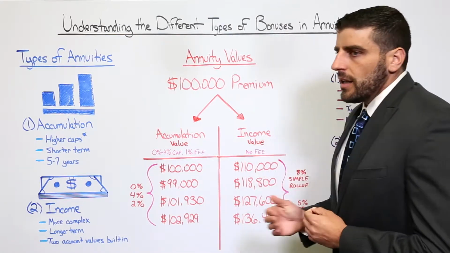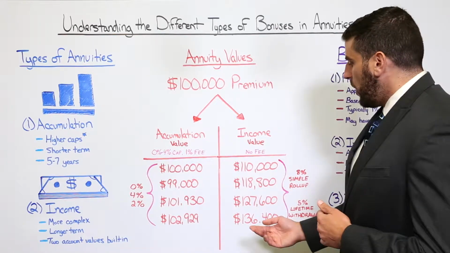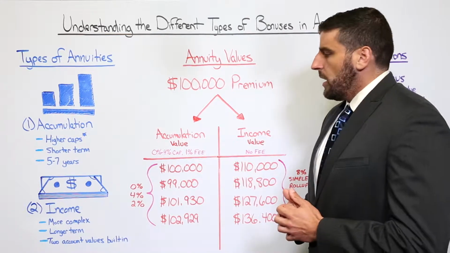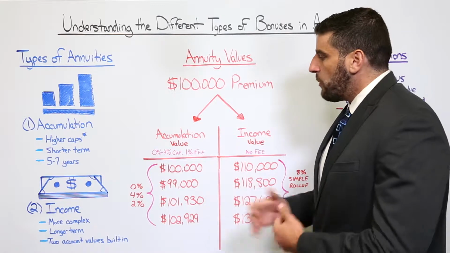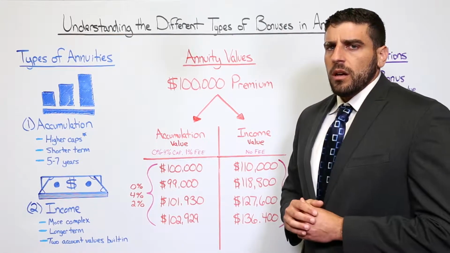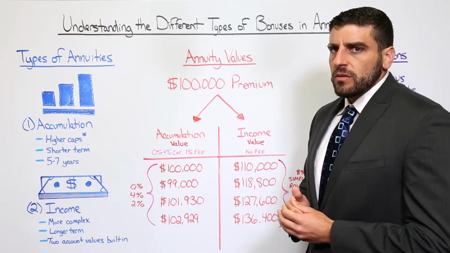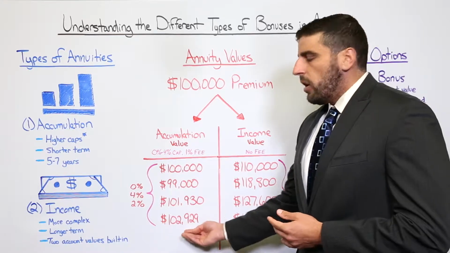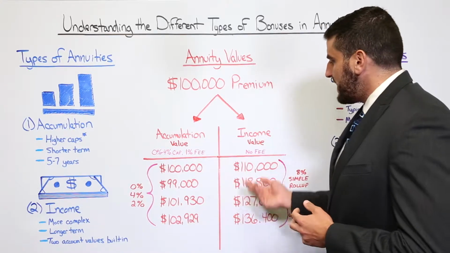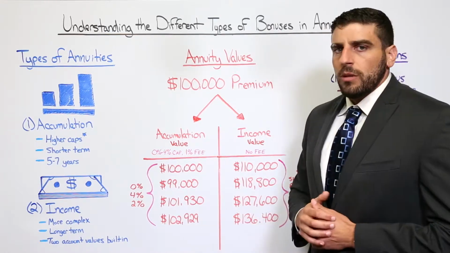Now in the income account, you'll notice, again, it's rolling up 8% every year. So by year 3, we have $136,400. So in this scenario, we're just going to take a quick look and say if we wanted to take money out, and we're not going to have any withdrawal or surrender charges in this example here. So you'd have that full $102,929 available to you.